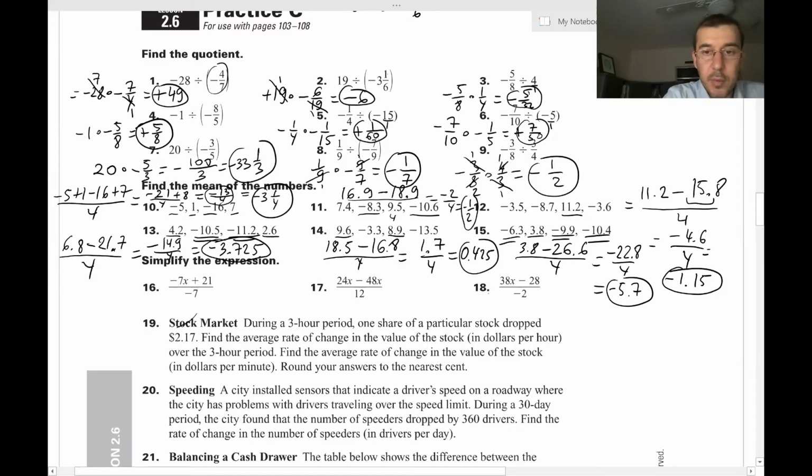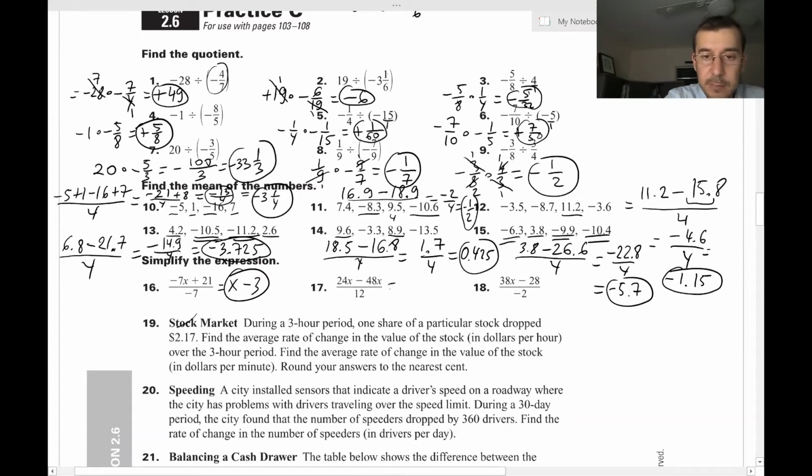Okay, 16 through 18, simplify the expression. And here there's a quicker way of doing it. Minus 7x over minus 7, that's minus 7 and minus 7 cancel out, so we just have x. And then plus 21 over minus 7, that's minus, right? Because plus divided by a negative number, it's minus. When you're dividing two numbers with different signs, the quotient is negative, right? 21 divided by 7 is 3, so x minus 3 is the answer.